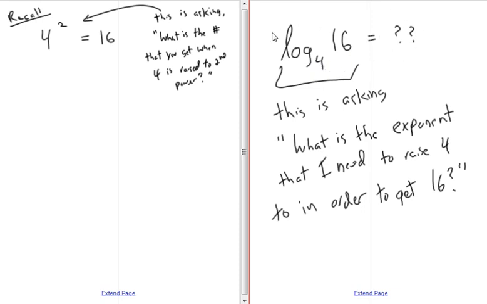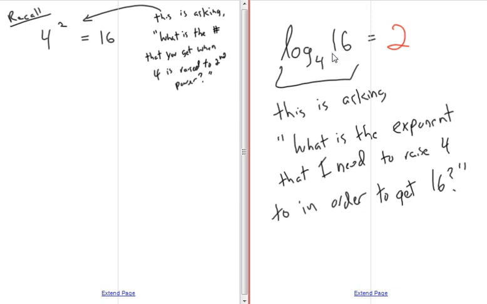So logarithms sort of follow this mantra: show me the exponent, or what is the exponent? A logarithmic term over here is essentially asking the question, what's the exponent that I would have to raise that base to in order to get this power over here? Obviously the answer is 2, since 4 to the 2 is 16.